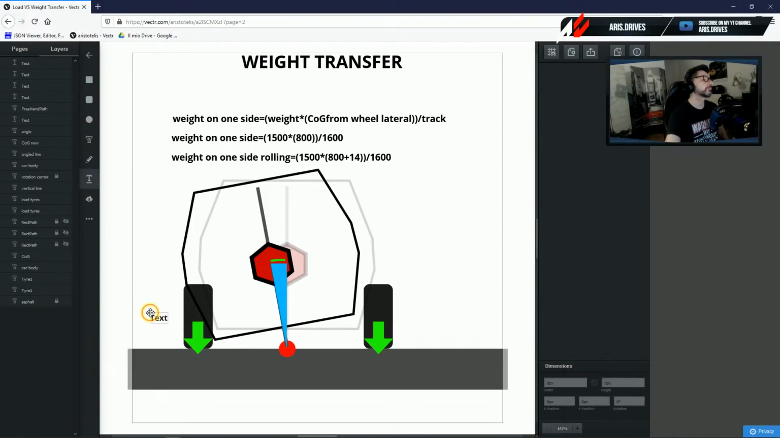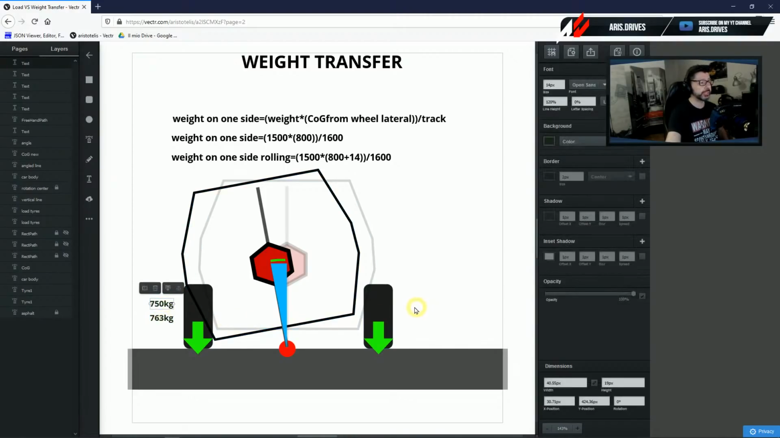763. So we have 763 kilos here instead of the 750 kilos. Okay, because normally what do we have here? We had, I hope you remember, 750 kilos from each side, which brings us to 1,500 kilos total. All right. So we have something like this. And now we have 763.